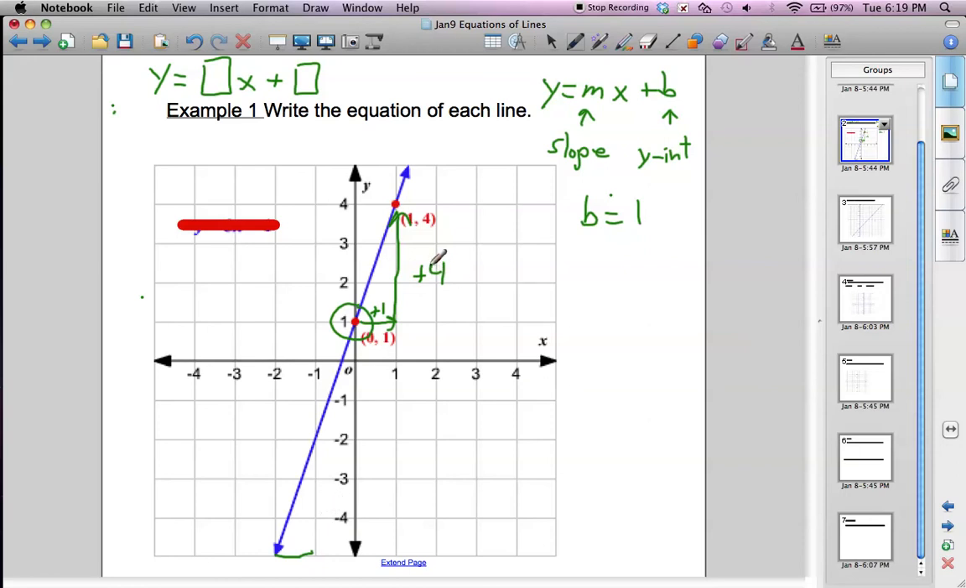Actually, that's up by 3, sorry. That's up by 3. I saw that 4 there and said it was up by 3, but it's going from 1 to 4, so that's up 1, 2, 3. And that's the same anywhere on the line. You go right 1, you go up 3.